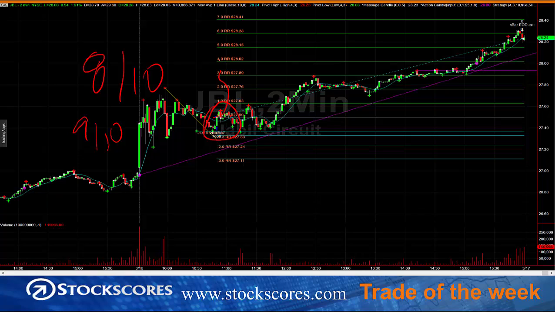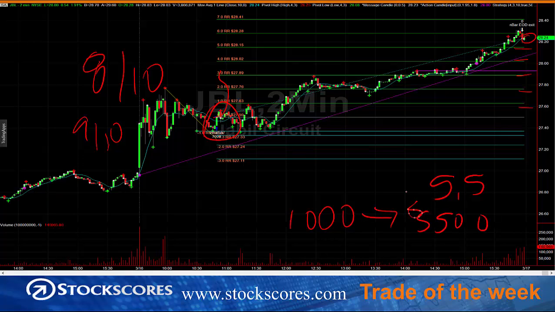And this particular trade had a nice run, moving up 5 and a half RR. That means if you risked $1,000, it led to a $5,500 profit. That was the trade of the week. Short day trade, worked out well.